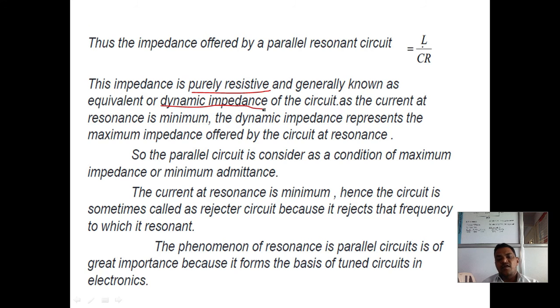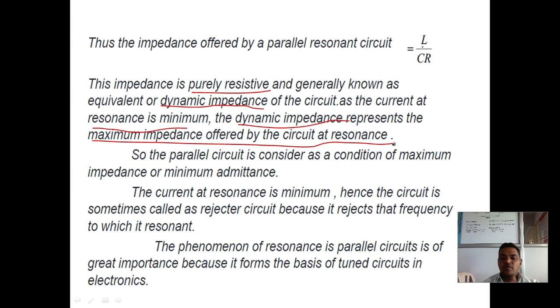As the current at resonance is a minimum, the dynamic impedance represents the maximum, meaning maximum impedance is offered by that circuit at the resonance condition. So the parallel circuit is considered as the condition of maximum impedance, or minimum admittance. The current at resonance is a minimum, hence the circuit is sometimes called the rejector circuit, because it rejects the frequency to which the circuit is resonant.